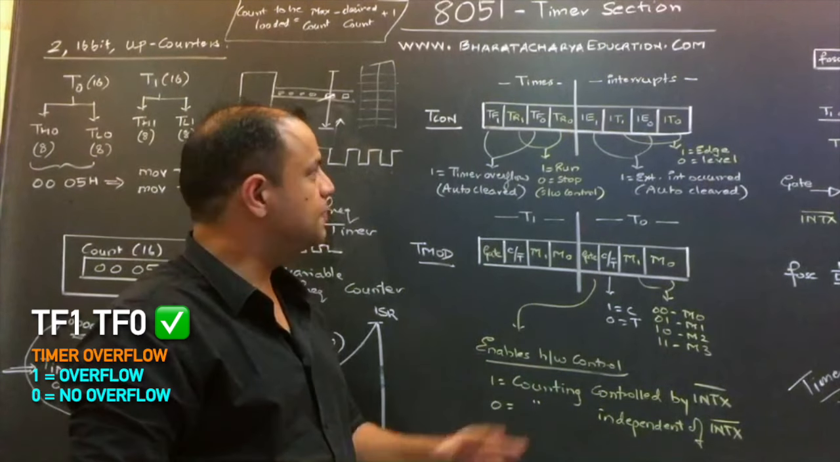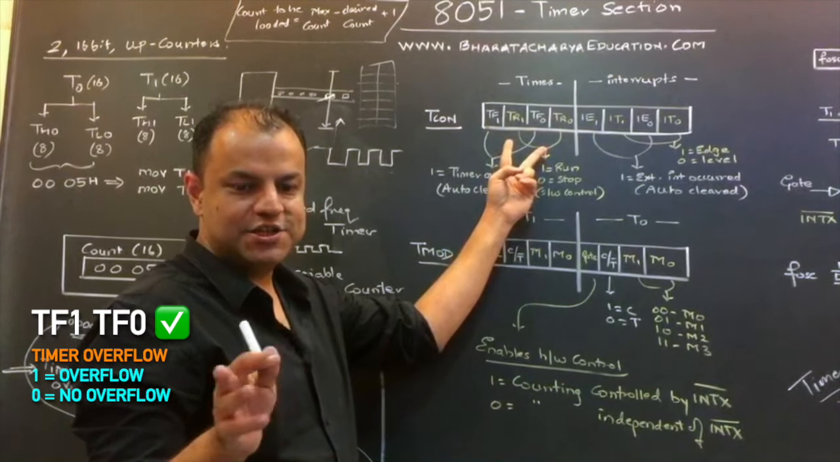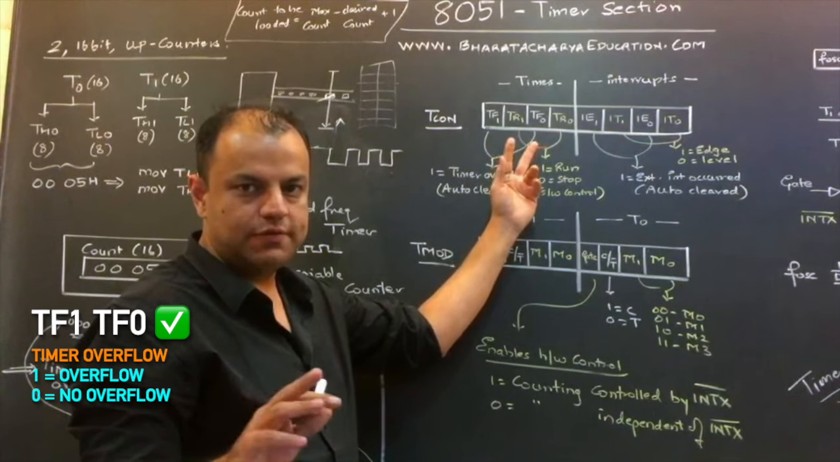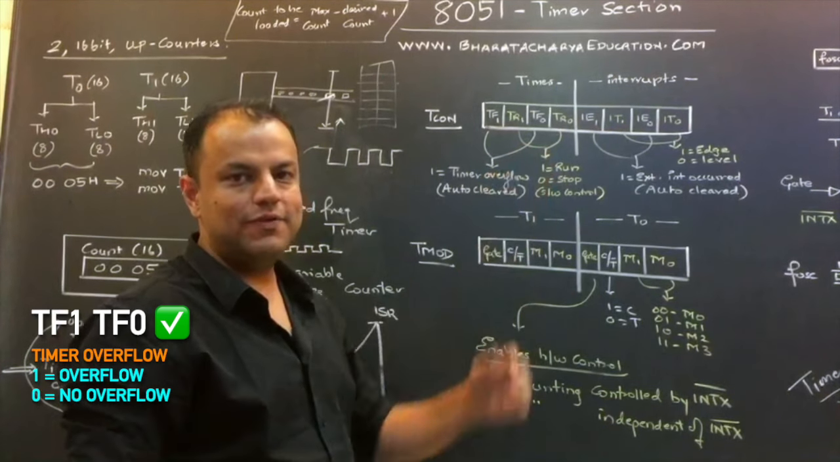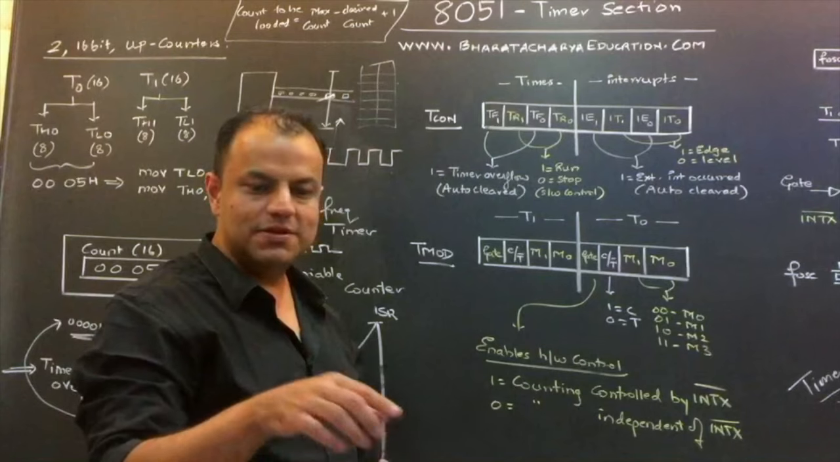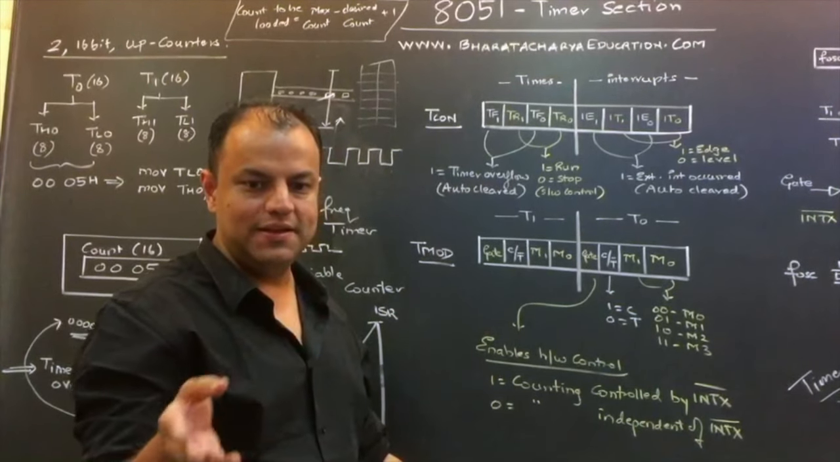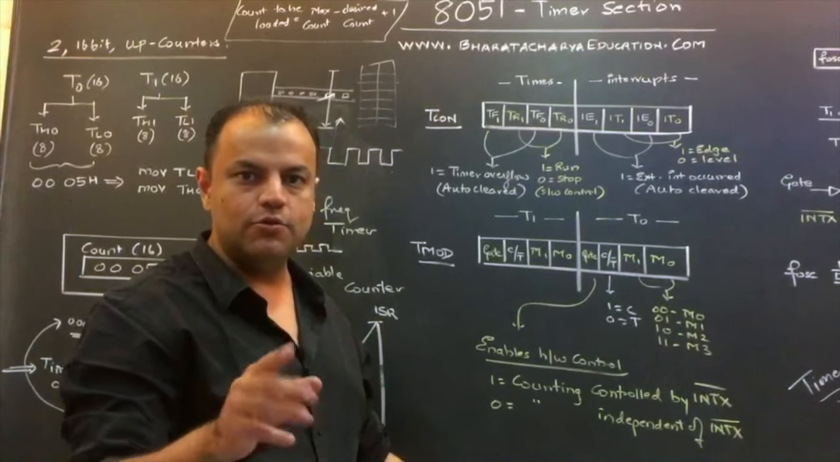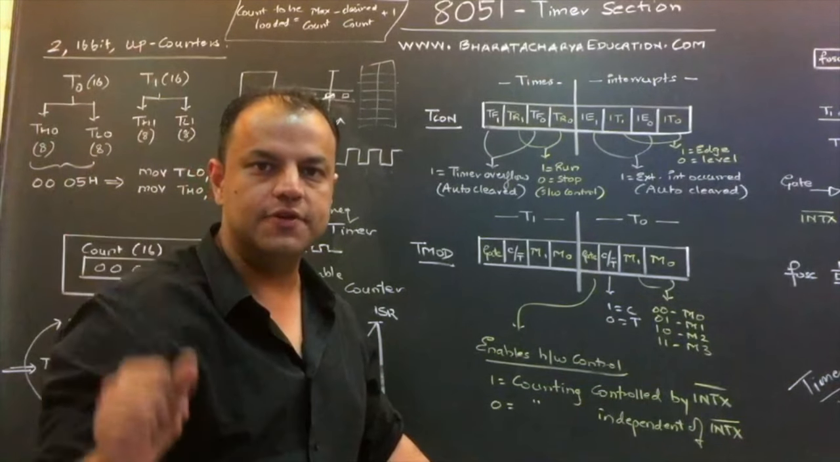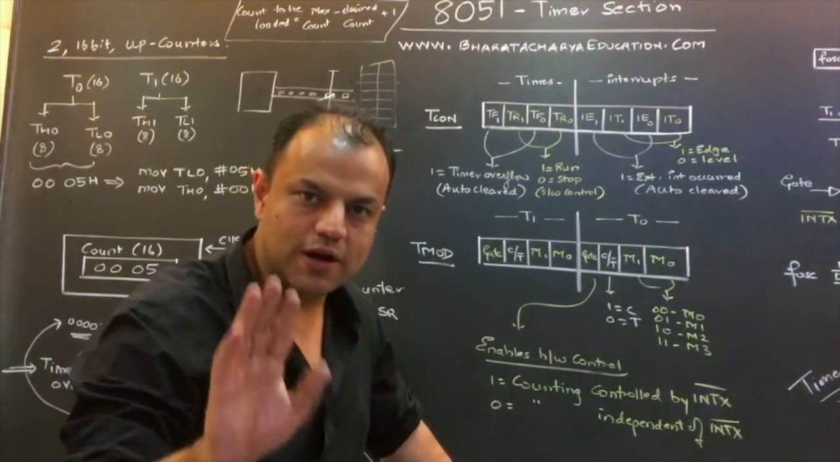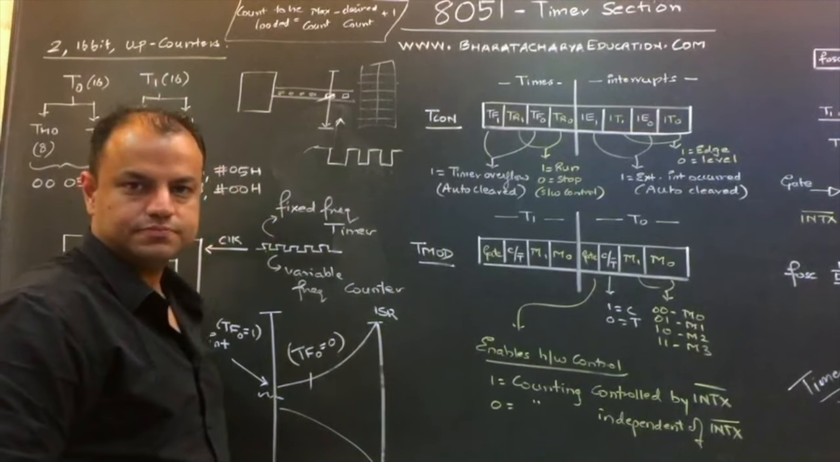One thing to notice, do you have one flag shared by the two timers or do you have independent flags? Independent flags. What does that mean? The two timers can overflow independently. If one has overflown, that doesn't mean the other has to overflow. Any timer can overflow anytime. They have their own flags to indicate that they have overflown. Are you clear?